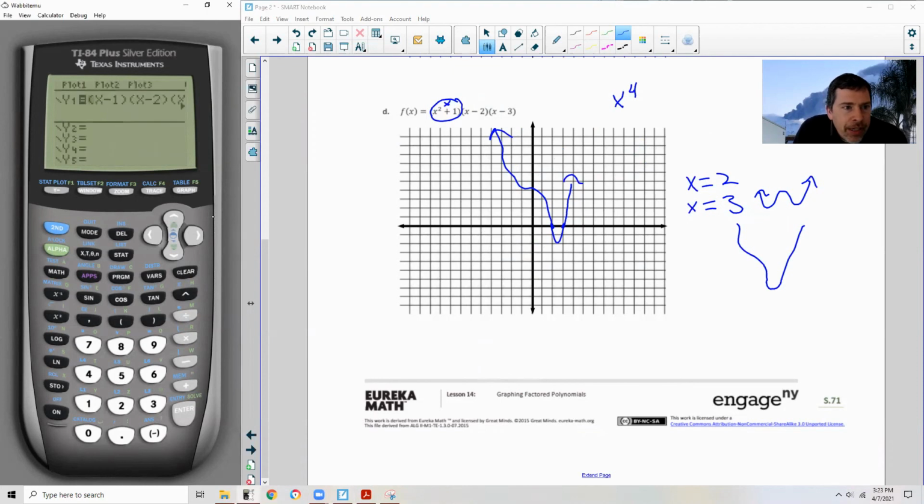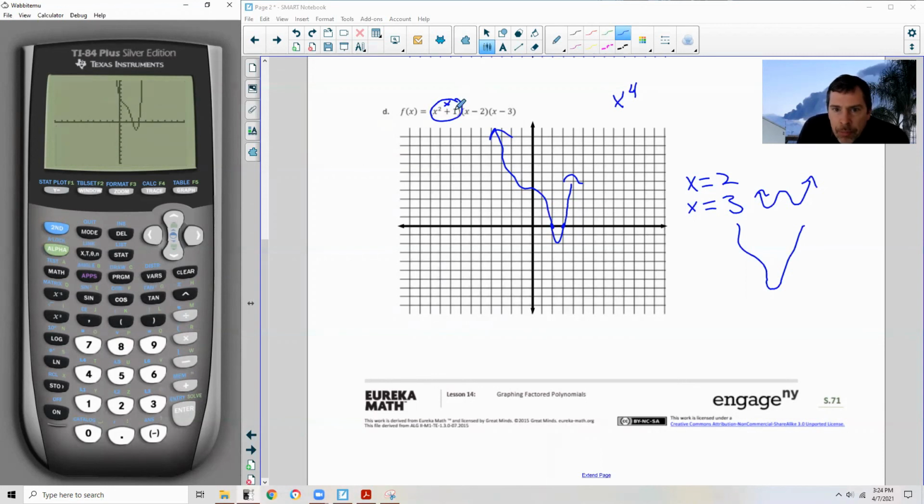So if I put that in my calculator now and hit clear, it's x squared plus 1, parentheses, x minus 2, x minus, oops, not 2, 3, okay? And hit graph. Now I have to adjust my window, but not too much. So let me just zoom 6 for starters, and then we'll see what we have to do. Okay, that looks actually pretty good. It's very similar to what I have here.